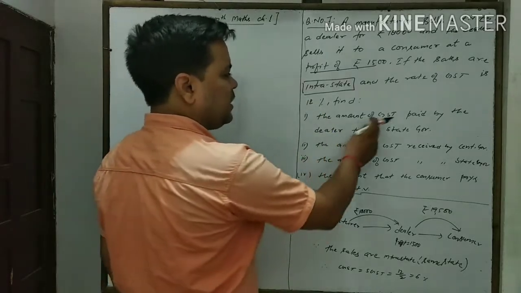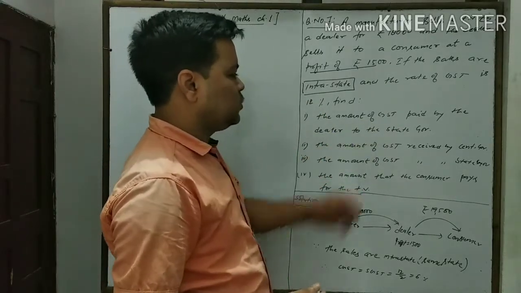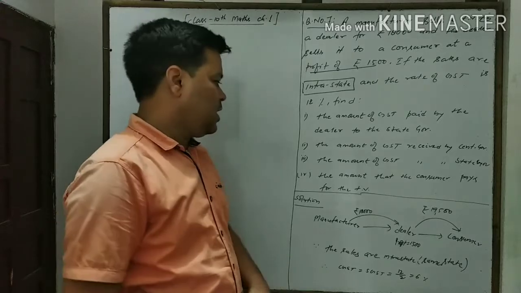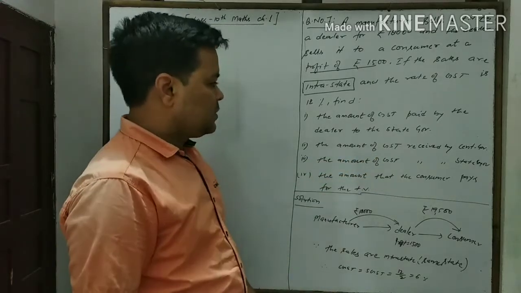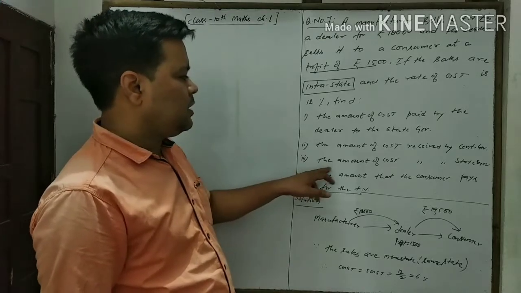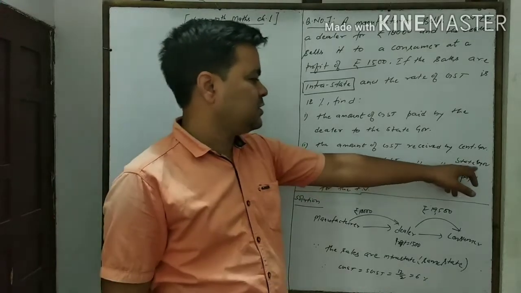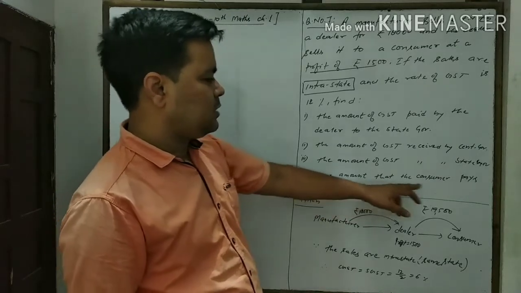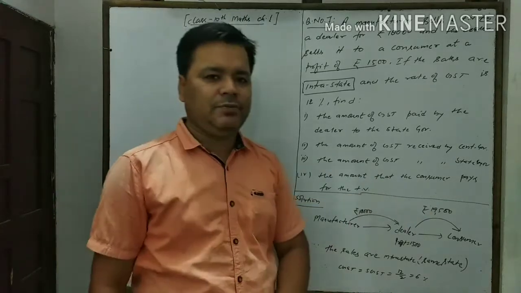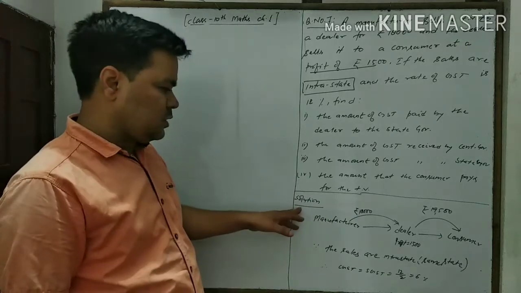Then find the amount of GST paid by the dealer to the state government, first one. Second, the amount of GST received by the central government. Third, the amount of GST received by the state government. And fourth, the amount that the consumer pays for the TV. Okay, let us discuss the solution.